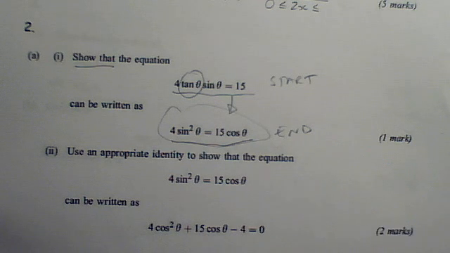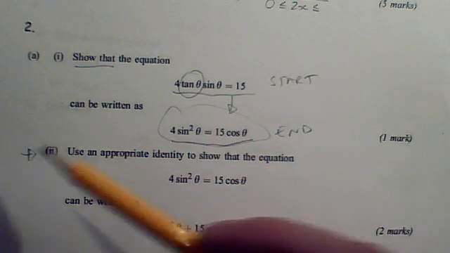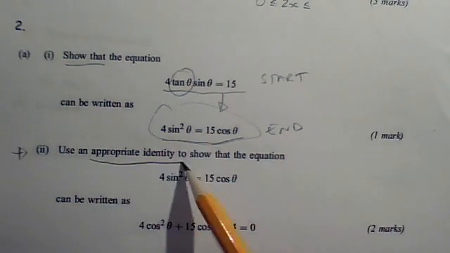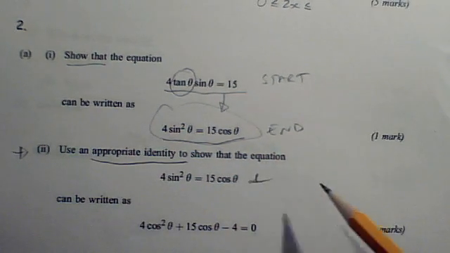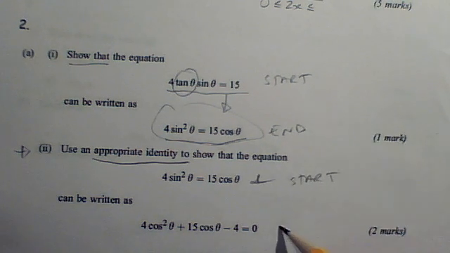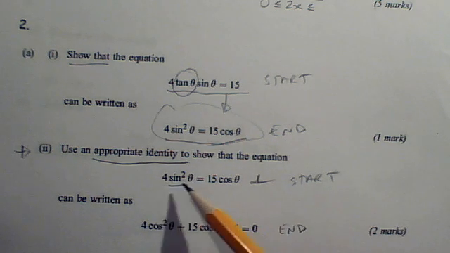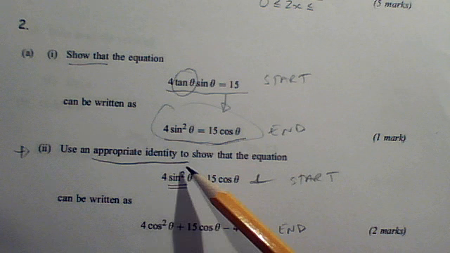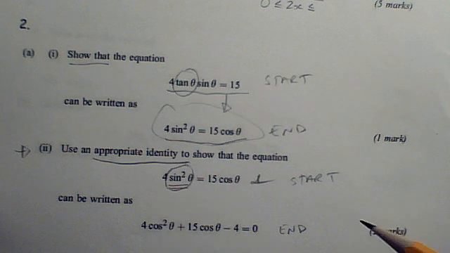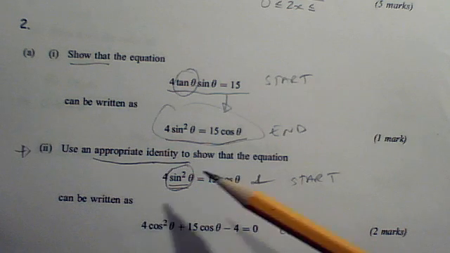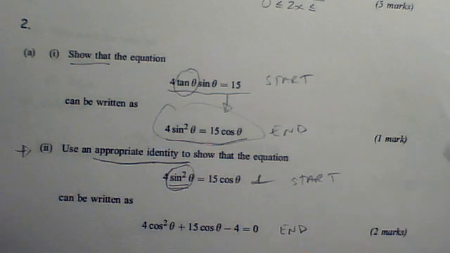But even if you couldn't, this one here, re-entry point, we now have got to use an appropriate identity on this. This is your start, and we've got to turn it into this end point. So we can see what's disappeared is this term here. We've still got 15 cos theta appearing, so you need to substitute something that means sine squared theta. Once again, there is an identity in your notes that you can substitute into to turn that into that.